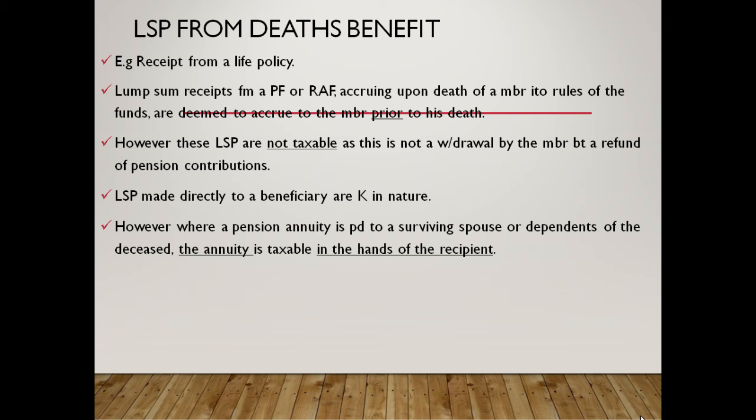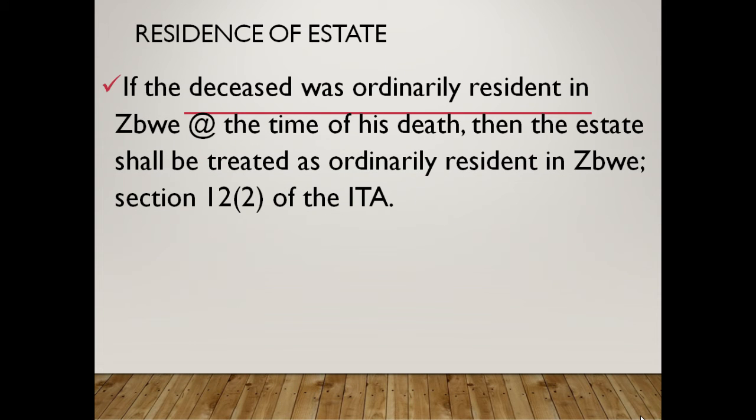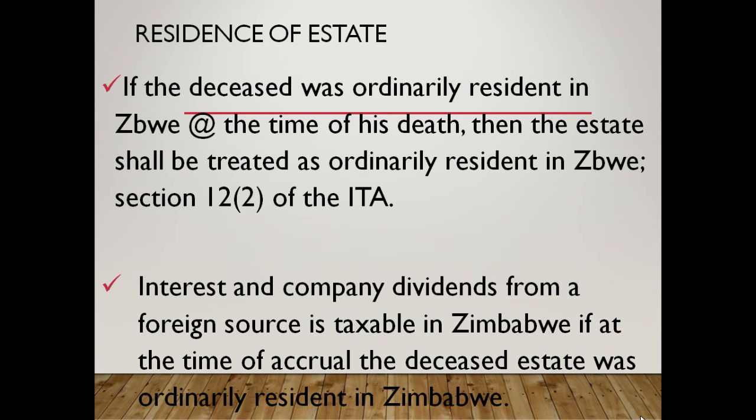However, where a pension annuity is paid to a surviving spouse or dependents of the deceased, the annuity is taxable in the hands of the recipient. We already discussed the residence of an estate. Simple. If the deceased was ordinarily resident in Zimbabwe at the time of his death, then the estate shall be treated as ordinarily resident in Zimbabwe. This is in terms of Section 12, subsection 2 of the Income Tax Act. Interest and dividends from a foreign source are taxable in Zimbabwe if at the time of accrual the deceased estate was ordinarily resident in Zimbabwe.